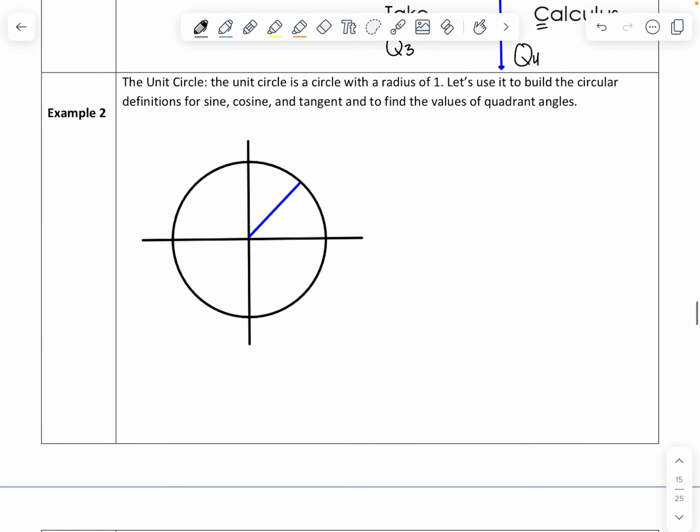The first thing we're going to learn about is the unit circle. The unit circle is a really important concept in trigonometry that we use a lot, and so we're going to have a great introduction to the unit circle today. A unit circle is a circle with a radius of 1, and we're going to use it to build the circular definitions for sine, cosine, and tangent.